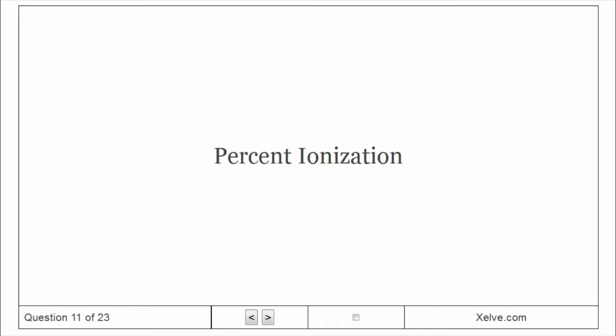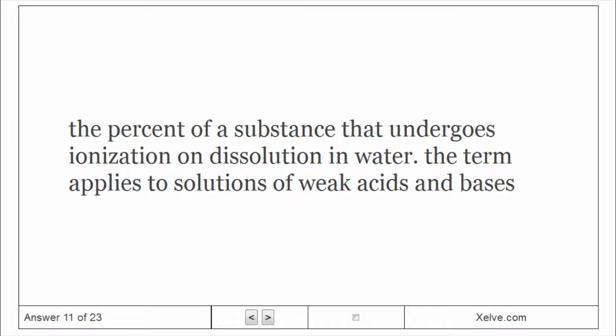Percent ionization. The percent of a substance that undergoes ionization on dissolution in water. The term applies to solutions of weak acids and bases.